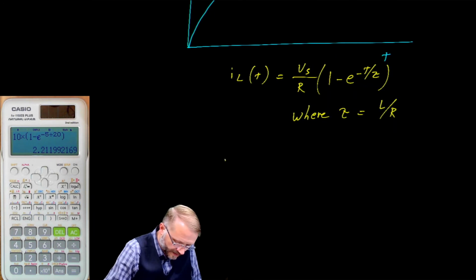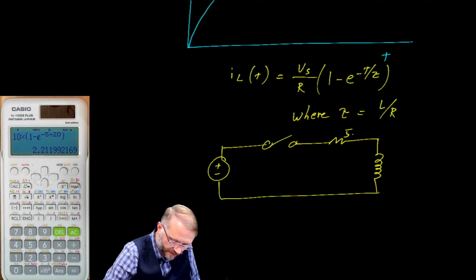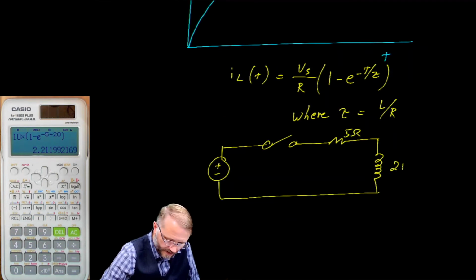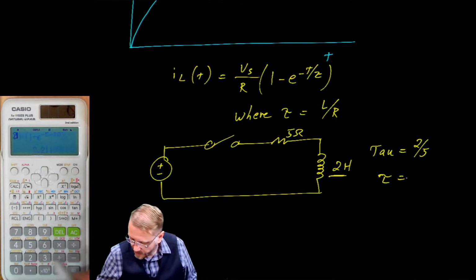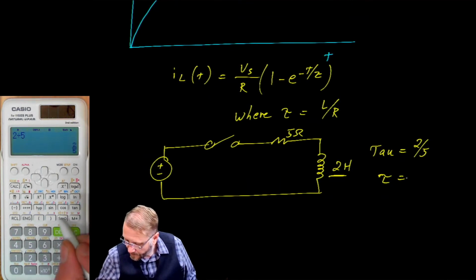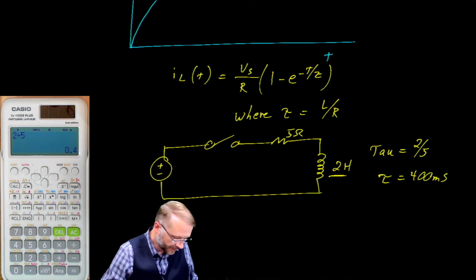Here's an example. If we have a 20-volt power supply, a switch, a 5 ohm resistor, and a 2 Henry inductor. So we said 5 ohms and 2 Henry. The time constant, tau, is equal to 2 over 5, where 2 Henries is the unit there. So tau is equal to 2 divided by 5, which gives us 400 milliseconds. Now we can move that over to our equation.